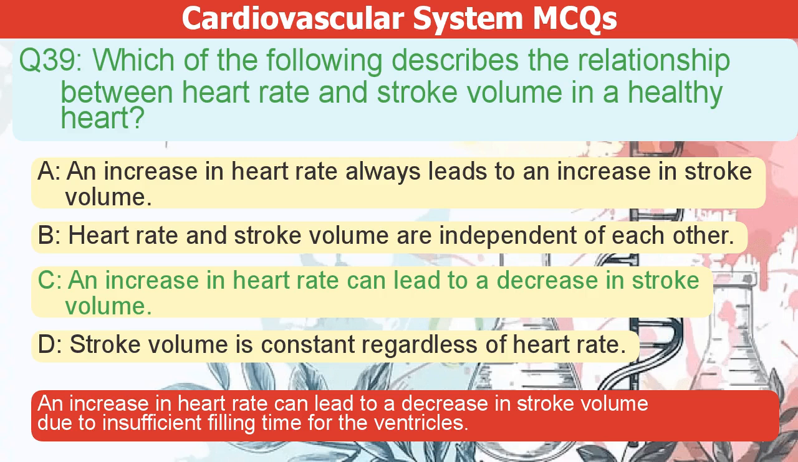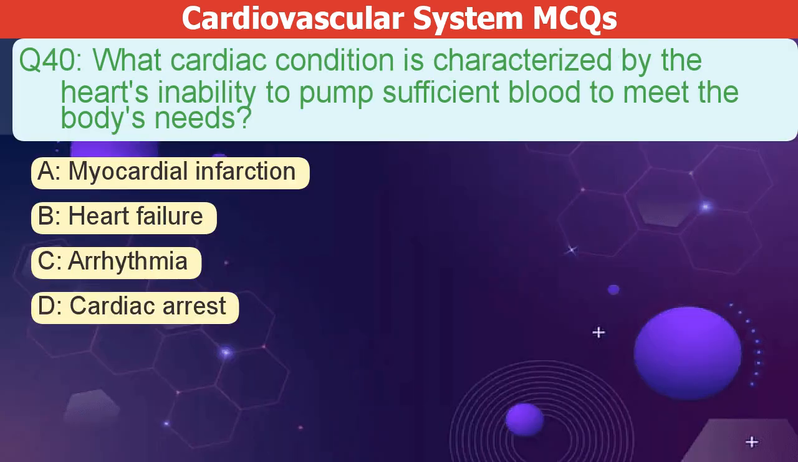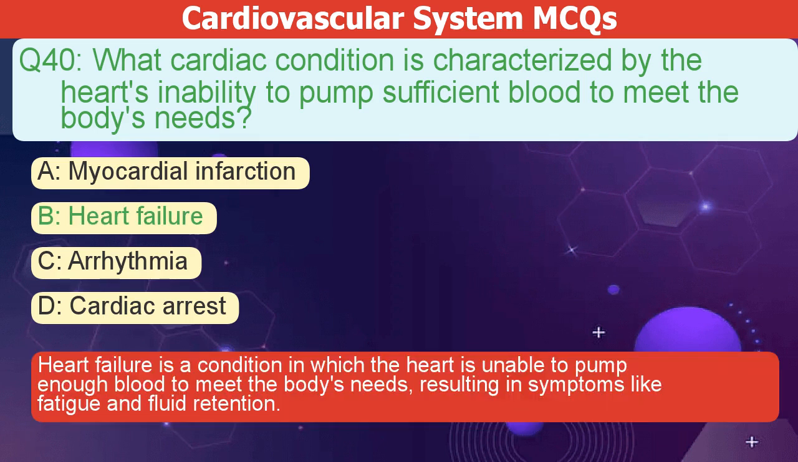What cardiac condition is characterized by the heart's inability to pump sufficient blood to meet the body's needs? A. Myocardial infarction. B. Heart failure. C. Arrhythmia. D. Cardiac arrest. The correct answer is B. Heart failure is a condition in which the heart is unable to pump enough blood to meet the body's needs, resulting in symptoms like fatigue and fluid retention.